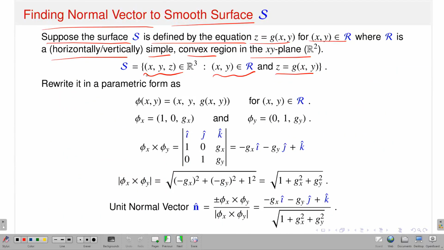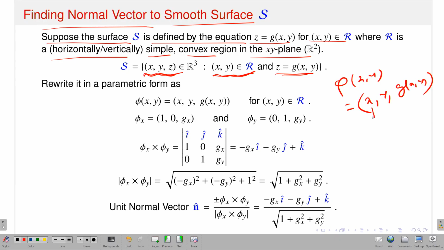So, my surface in explicit representation is given by x, y, z, where x, y run over R, a nice region in R2, and z is equal to small g of x, y, where g is a function from my domain R, a subset of R2, to R. It is a scalar field. Now, once I have the explicit representation of my surface, what will be the corresponding parametric representation? So, phi of x, y is nothing but x, y, z, and z is given by the explicit representation small g. So, this is the corresponding parametric representation.